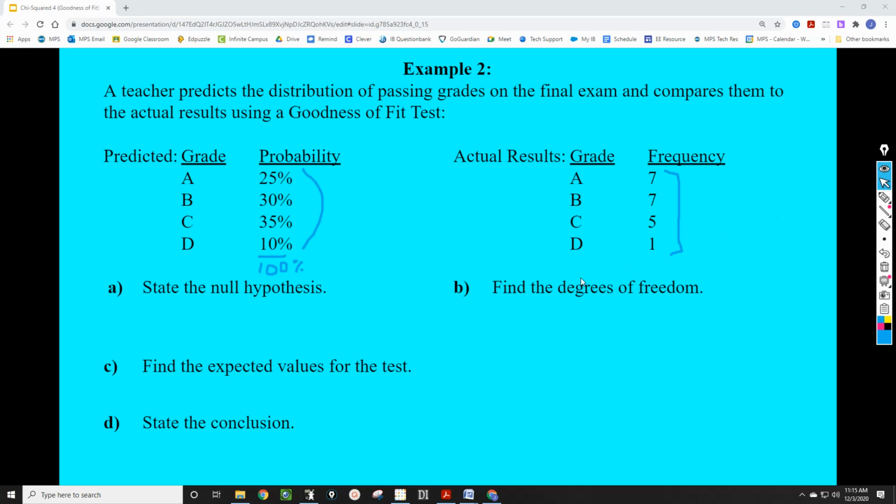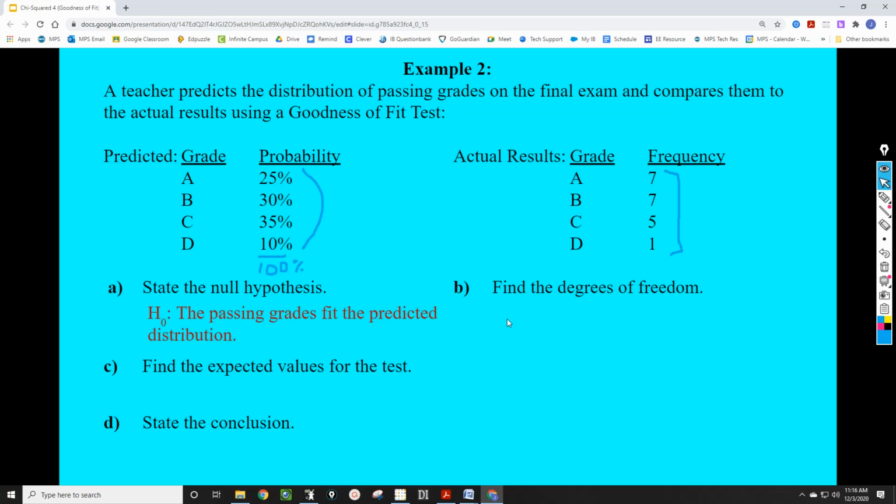Our results are consistent. So in this case, we could say something like our null hypothesis is that the passing grades fit the predicted distribution. And again, those would be those percentages that we had listed there on the left. And our alternative hypothesis would be that the passing grades do not fit the predicted distribution, had they asked for that. For part B, it asks for the degrees of freedom.